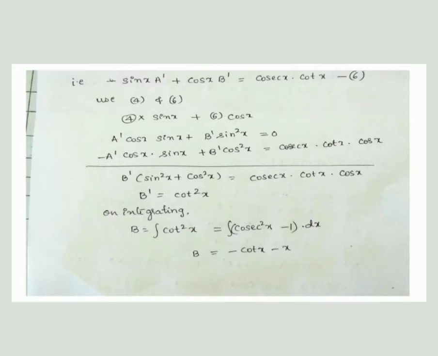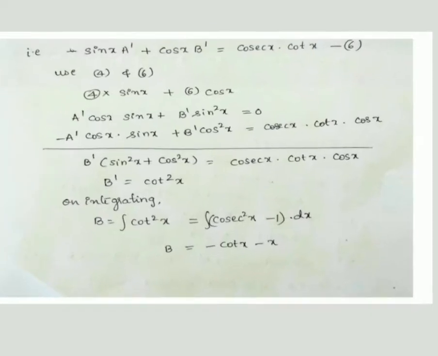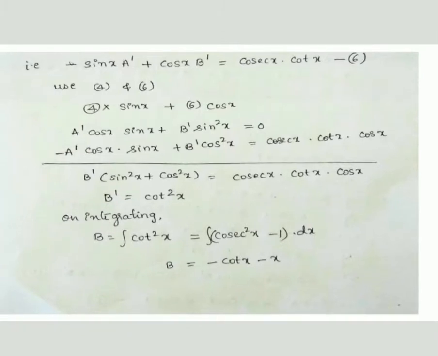Now we have to solve equations number 4 and 6, with the same method we used in the first and second example problems in the previous video. Multiply equation number 4 by sin x and equation number 6 by cos x, and add these two equations. We obtain b dash into (sin square x plus cos square x) is equal to cosecant x into cot x into cos x. Sin square x plus cos square x is 1, so the LHS is b dash. In the RHS, cosecant x into cos x gives cot x again, so cot x into cot x is cot square x.